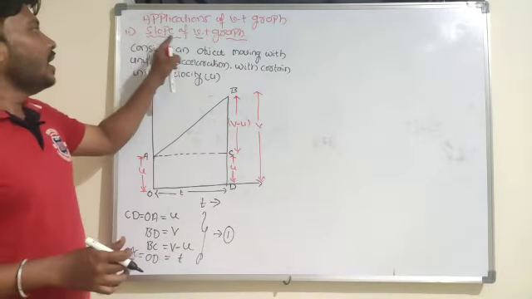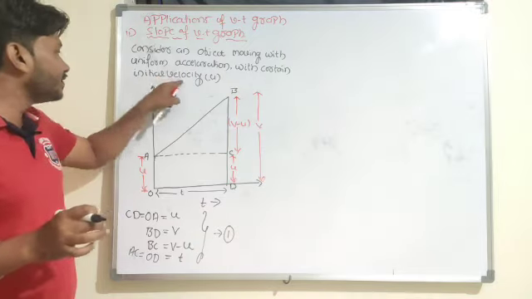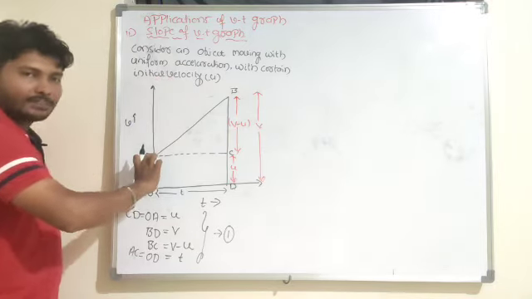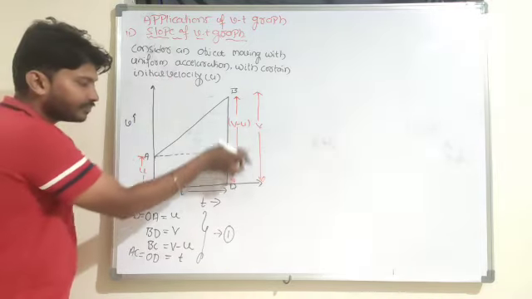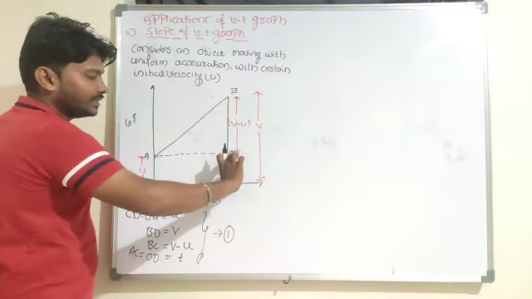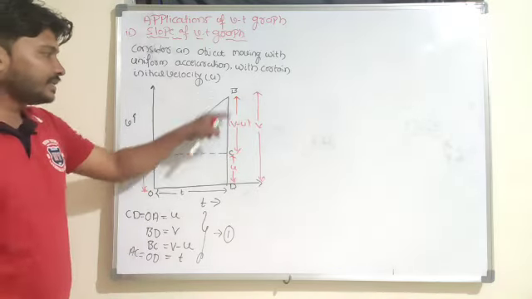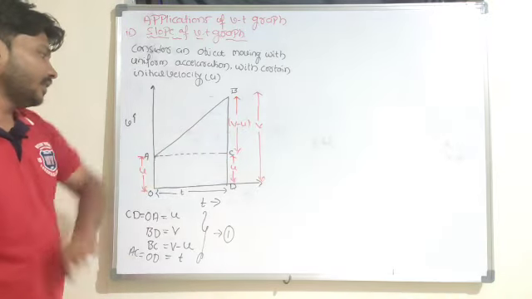Look here, the object is moving with a uniform acceleration with a certain initial velocity. OA represents the initial velocity, BD represents the final velocity. So final velocity minus initial velocity is BC, which is v minus u here.